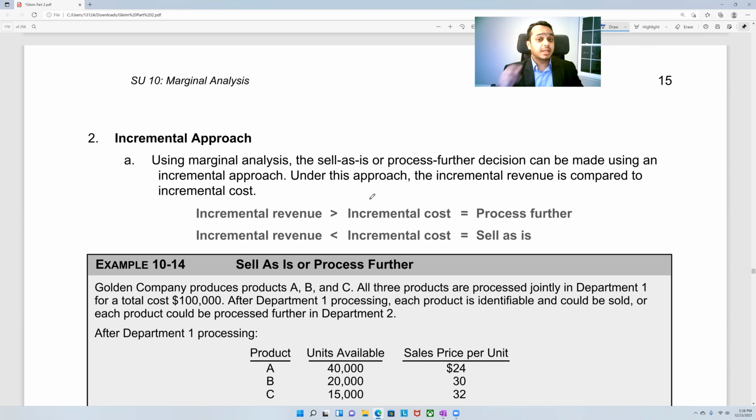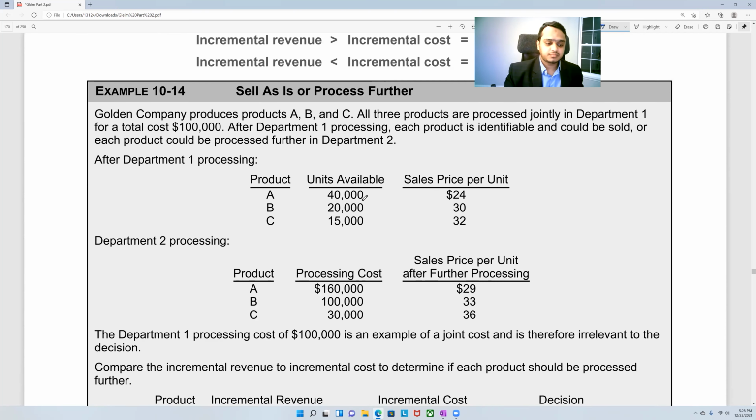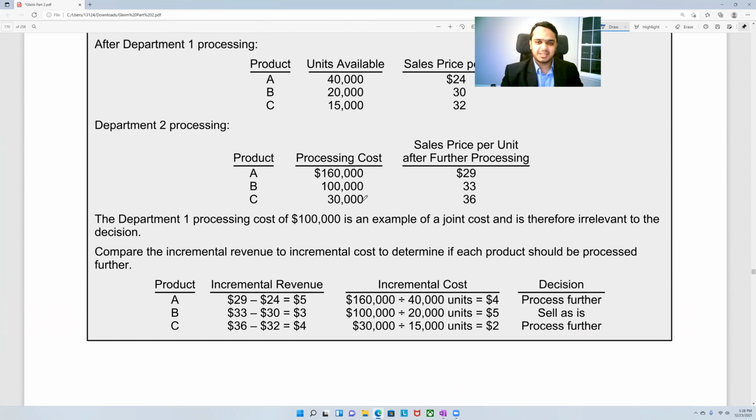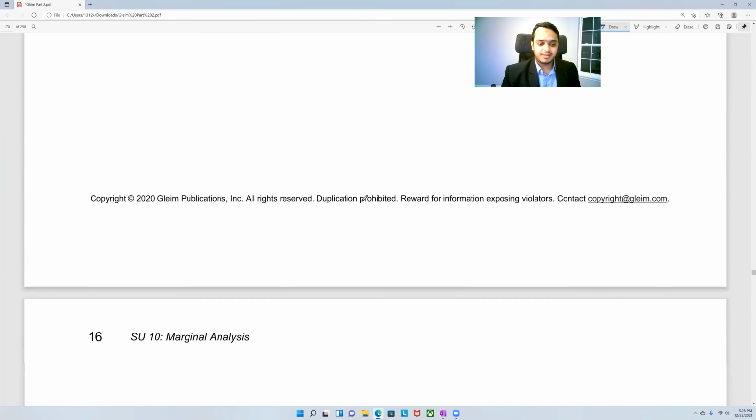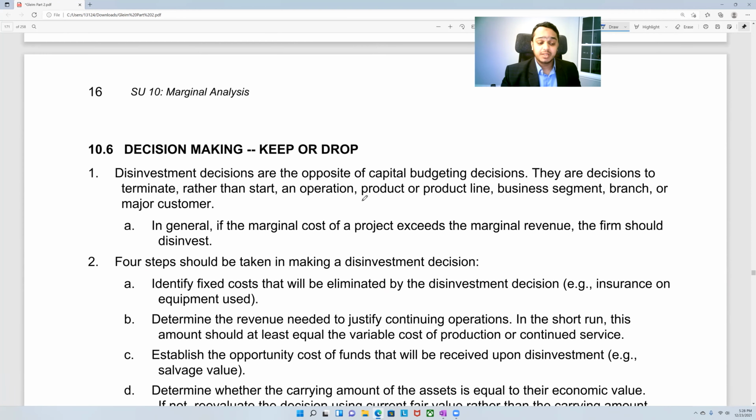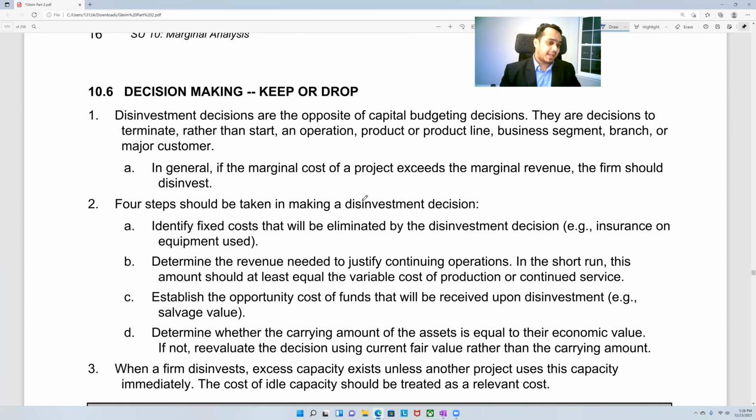If your incremental revenue incoming is more than the outgoing, process it further. But if your outgoing is more than your incoming, don't do it. Just sell as it is. Okay. The same questions come in here. When we do the MCQ questions, you'll have much better clarity for it. Now coming up with keep or drop.